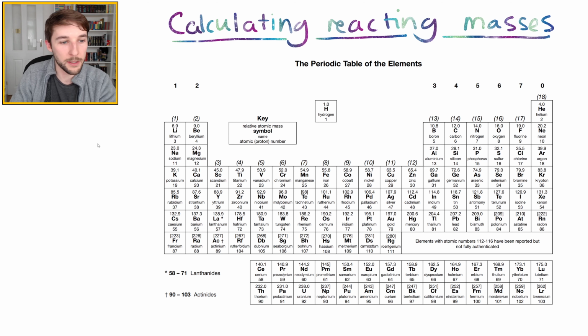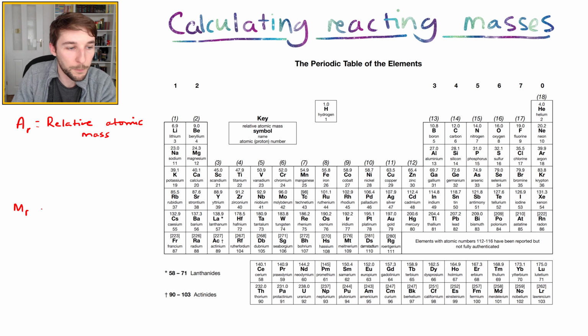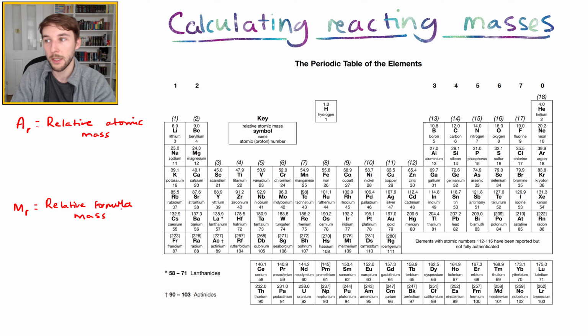Okay, so one of the first things that you likely remember from your GCSE are the terms Ar for relative atomic mass, and Mr for relative formula mass. Now, a lot of students get a little bit confused about when to use each one of these terms, and it's a lot simpler than you think.